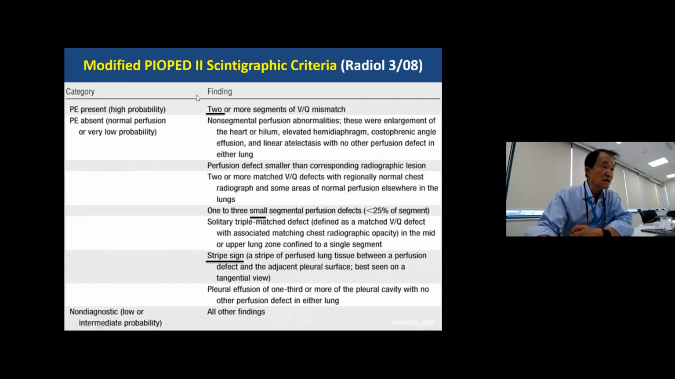So it's PIOPED 2, where everybody agrees, greater than 2 mismatches is high probability, that's it. Stripe sign, all other things is very low. Not absent. I really don't call absent PE, because small emboli you cannot show.